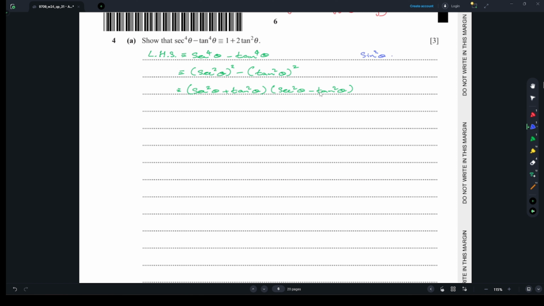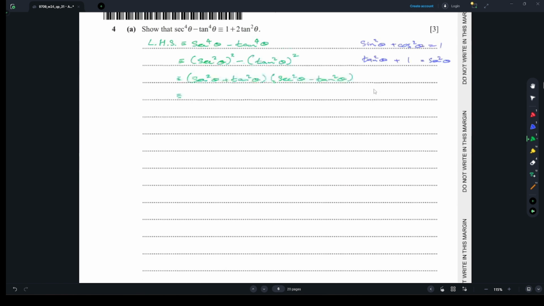Now you should remember another relationship: sine square theta plus cos square theta equals 1. And we can find a relationship between tan square and sec square. If you divide this equation by cos square theta, sine square theta divided by cos square theta is tan square theta, cos square theta divided by cos square theta is 1, and 1 divided by cos square theta is sec square theta.